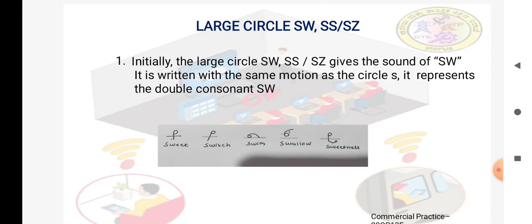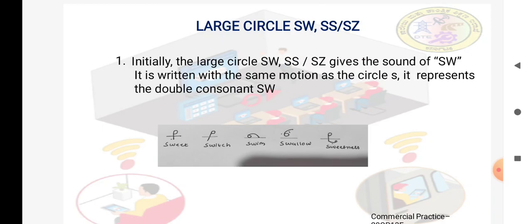Look at the examples there. The first example, sweet. So sweet, swa, sweet. Then the second example, switch. The third example, swim. The fourth example, swallow. The fifth example, sweetness. You see that there is a swa in the beginning of each word. So the rule says you have to use the large circle initially only to represent the sound of swa. That is the rule here.